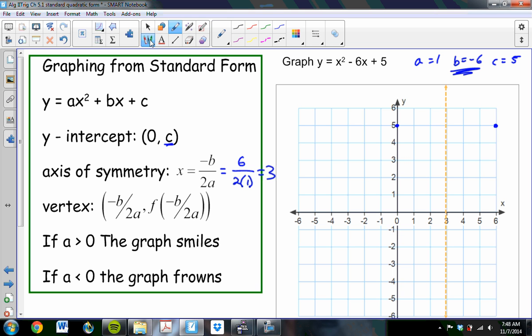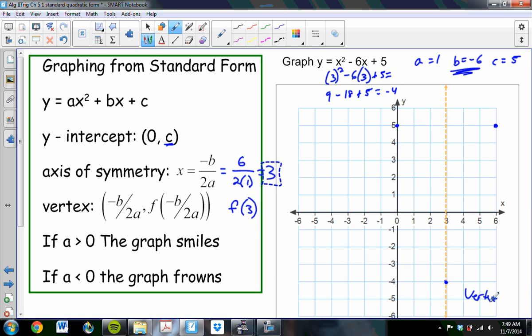If I take this 3 and get it to a regular pen, it's not going to be dotting. If I take this 3 and I do f of 3, if I plug 3 in here and here, I get 9 minus 18 plus 5, which is negative 4. 1, 2, 3, 4. That's my vertex. The point (3, -4) is my vertex.